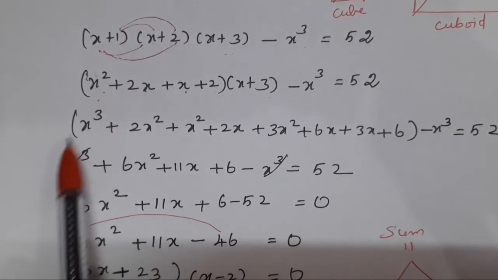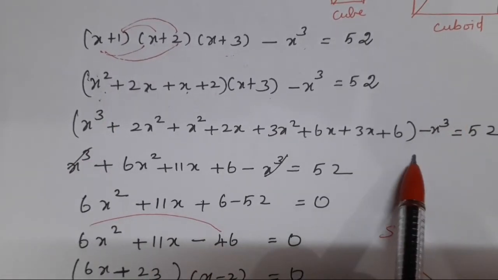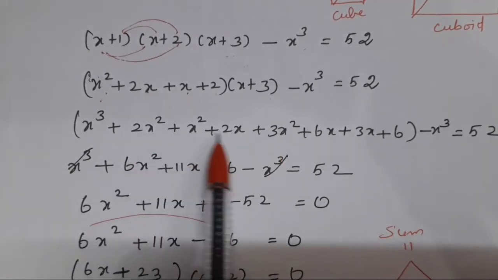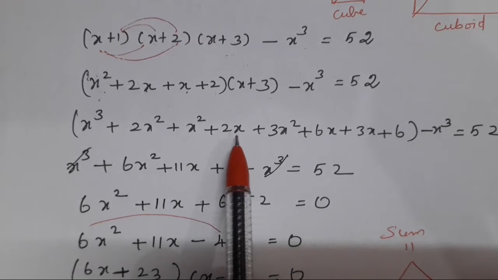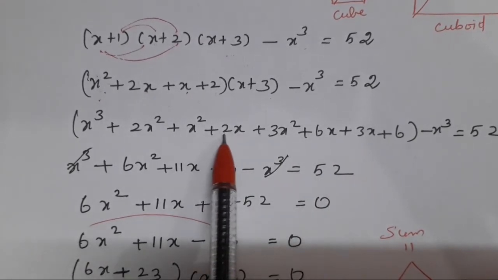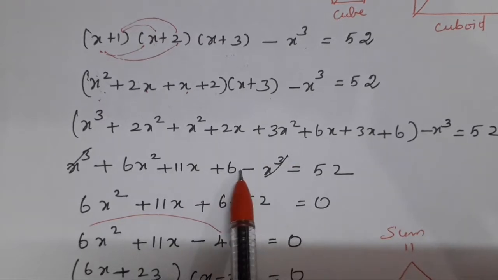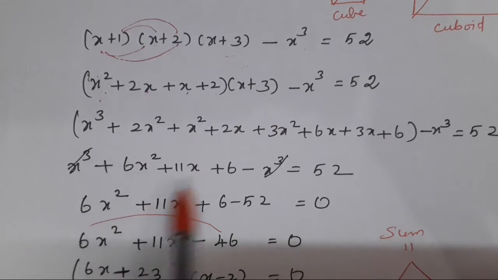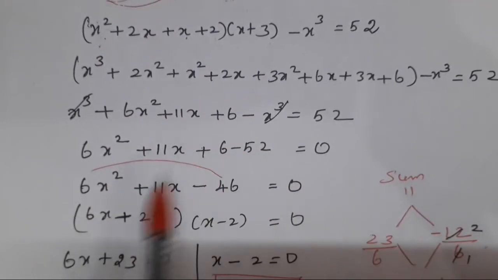See the x cube, this is what? Plus x cube, and this is minus x cube, cancelled. So 2x square plus 1x square plus 3x square, totally how many x square? 6x square. Here 2x plus 6x plus 3x, 6 plus 3 is 9x, 9 plus 2 is 11x, again plus 6 equal to 52. So we cancel the x cube value, arrange in order, and we get a quadratic equation.